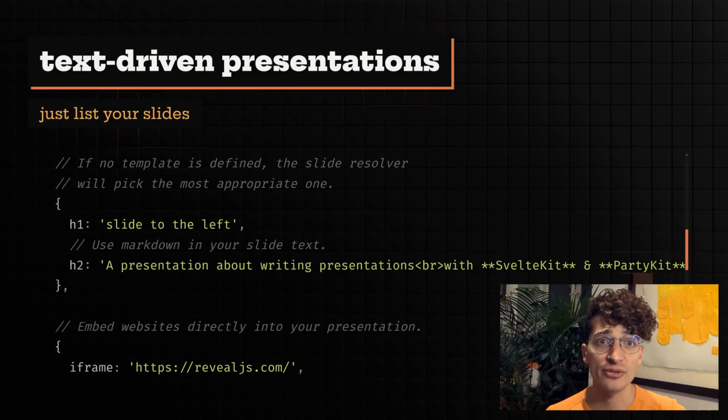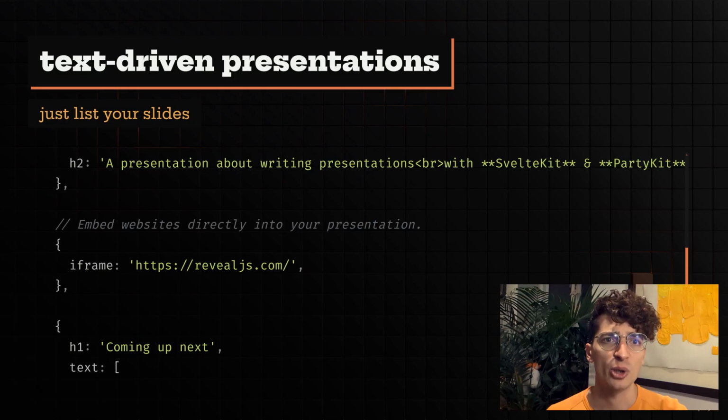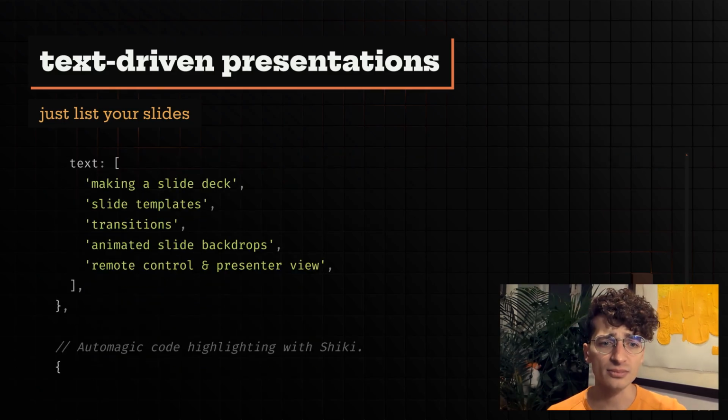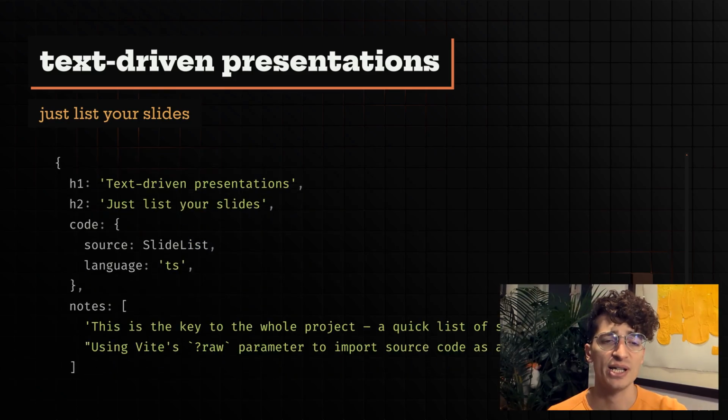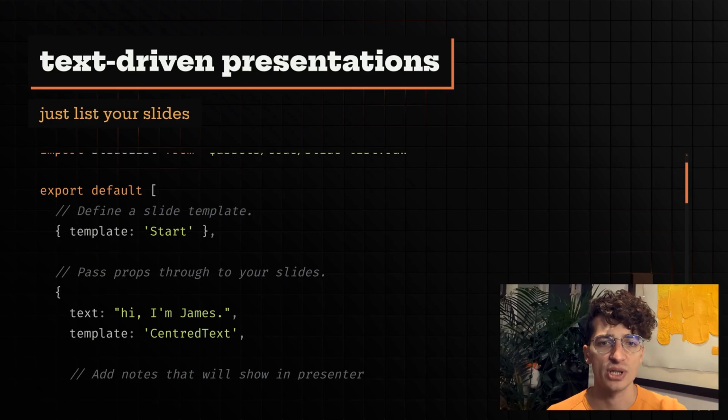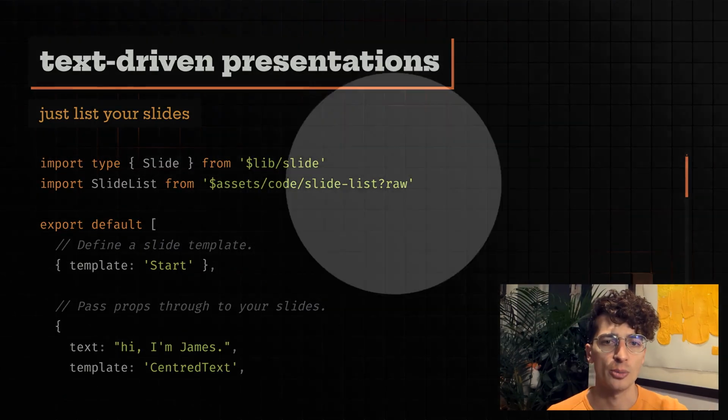There's also a slide resolver function, and what that does is pick the most appropriate slide for the given content. I'll show you how that works in a bit. There's markdown processing, and we can also embed things like iframes, images, and videos. Code highlighting is also built in with Shiki. That's pretty handy, and a nifty thing we're doing here is importing a bit of source code as a raw string using Vite's raw parameter.